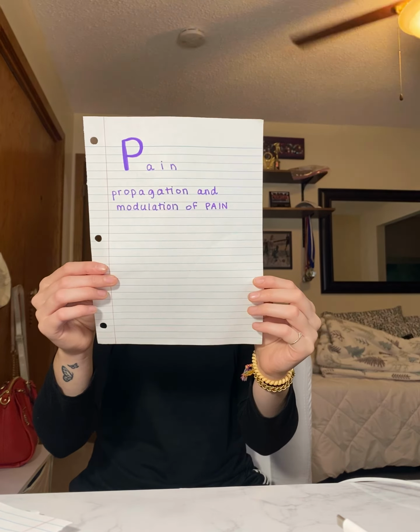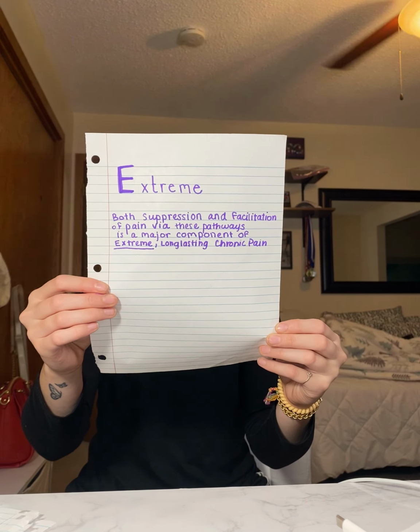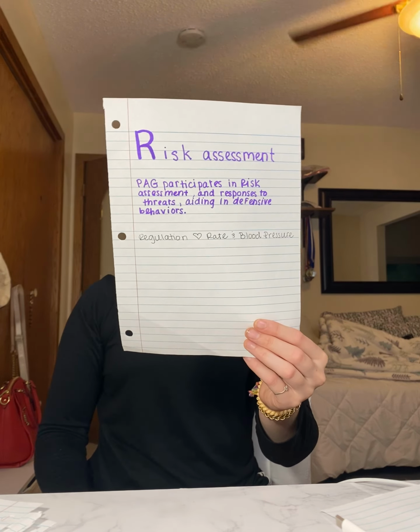And it's going to be very simple to understand because each letter is going to represent one main idea. So P stands for pain, and this is the main function of the Periaqueductal Grey. The propagation and modulation of pain an individual may experience. E is extreme. Both suppression and facilitation of pain via these pathways are major components of long-lasting chronic pain an individual may possess.